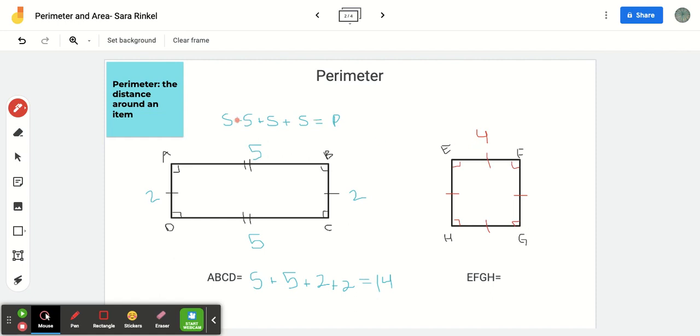So since perimeter is side plus side plus side plus side, and one side of the square is 4, we know that the perimeter of EFGH will be 4 plus 4 plus 4 plus 4, which will come out to be 16 units.